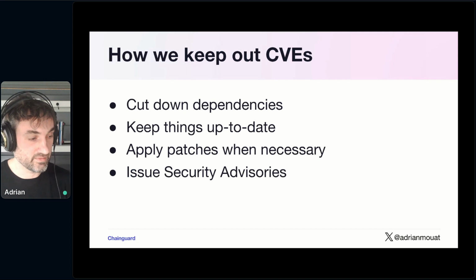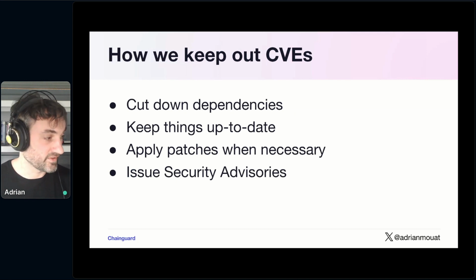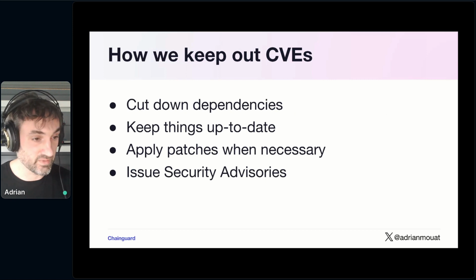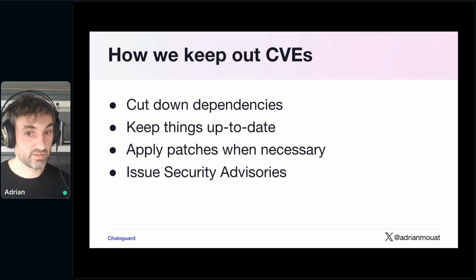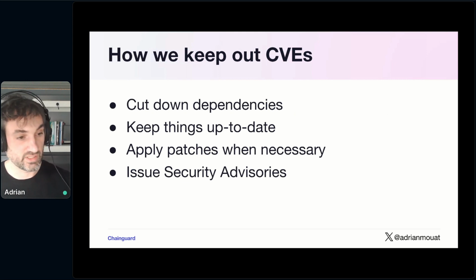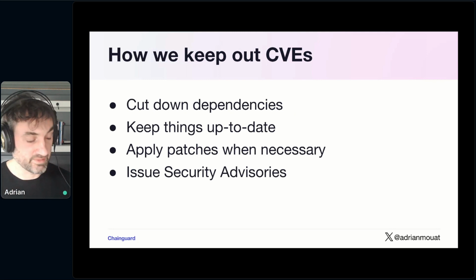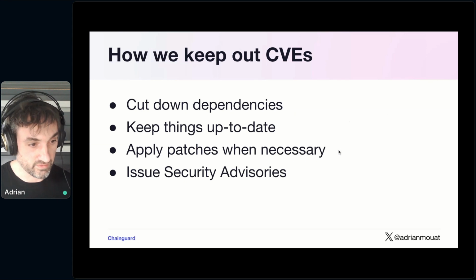One, we cut down on the number of things in our images. So there's just less software in our images to accumulate CVEs. Two, we keep things up to date. I mean, we really keep things up to date. So typically, we're within 4 hours of a new project doing a new release, we've got that new version in Wolfi. And we rebuild images daily, so within a day, there should be a new version of your image with that new version.